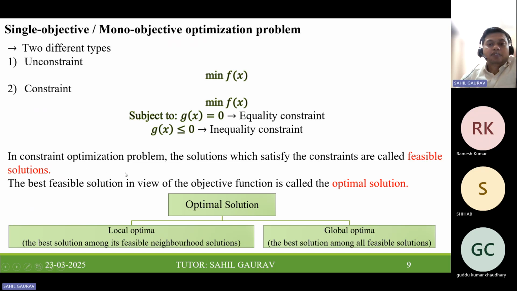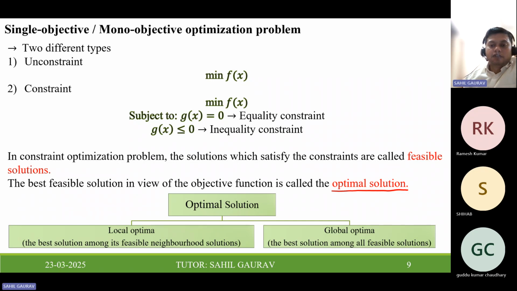So in a constraint optimization problem, the solutions which satisfy the constraints are called feasible solutions, and the best feasible solution in view of the objective function is called the optimal solution. Constraints can be of two types: equality constraints, where the constraint function is equated to 0, and inequality constraints, where the constraint function has an inequality sign, either less than or greater than or equal to 0, or simply less than or greater than 0. The solutions which satisfy these constraints are called feasible solutions, and the best feasible solution in view of the objective function is called the optimal solution.